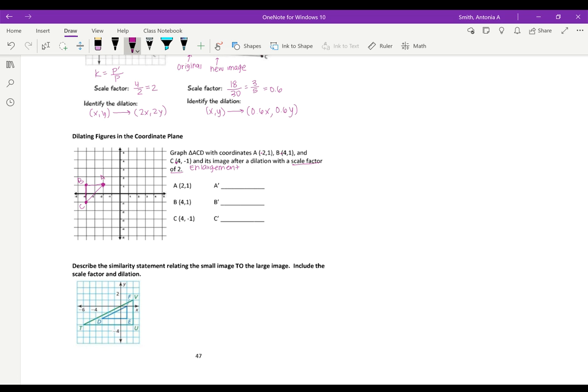Okay, so remember when we're doing a dilation, we're taking that scale factor and multiplying the point by that number. So if my original point A was 2, 1, then my new image, A prime, is going to be 2 times 2, and 2 times 1, which is 4, 2.